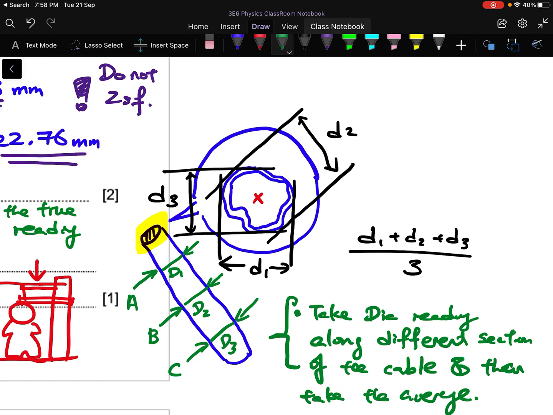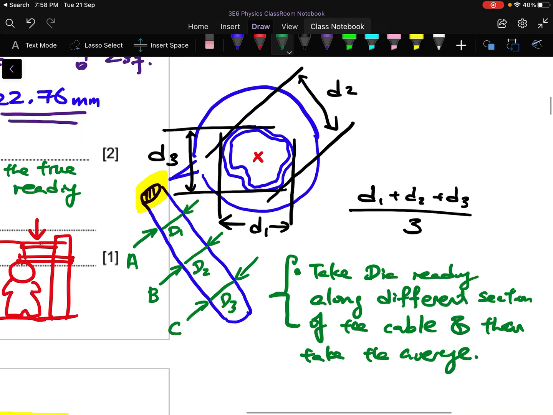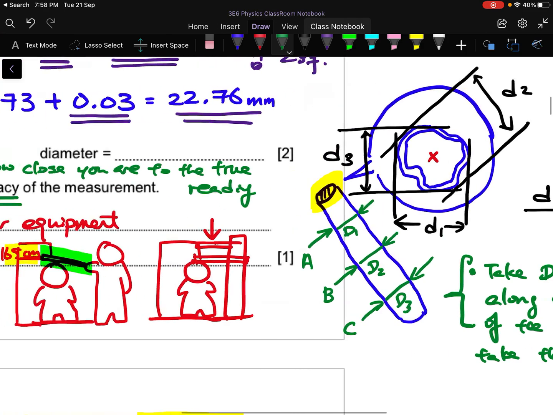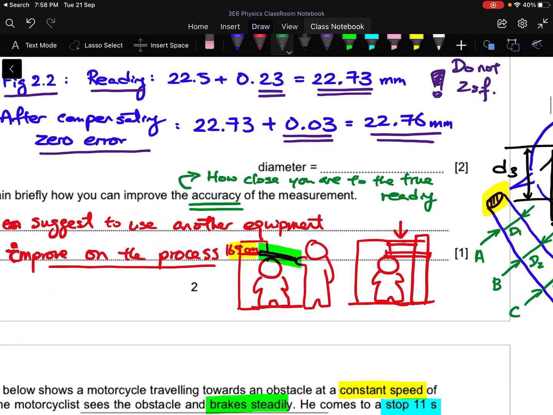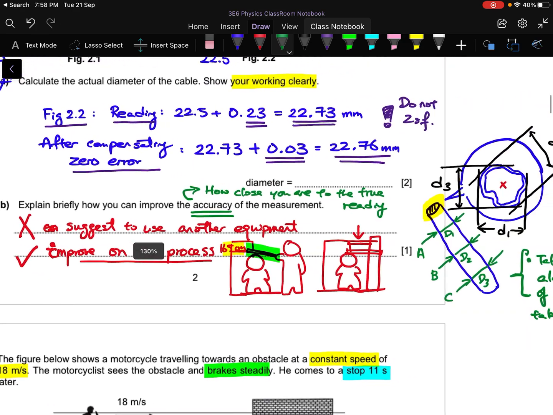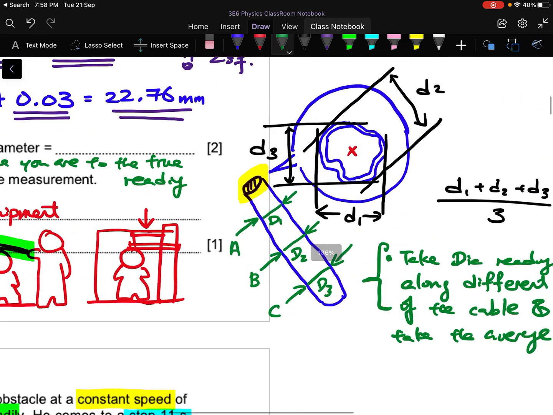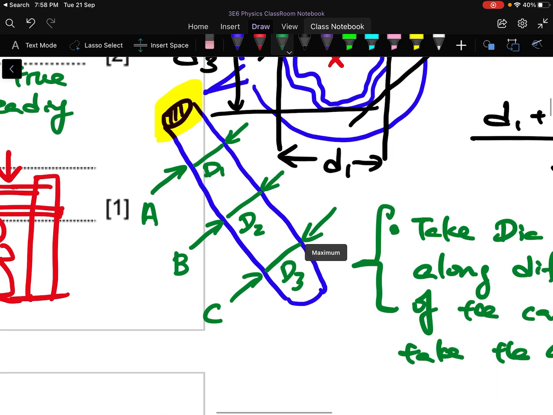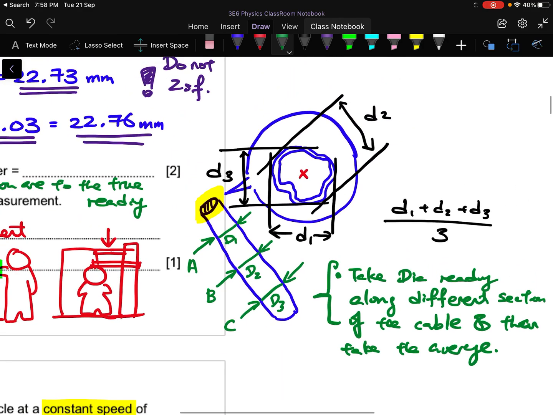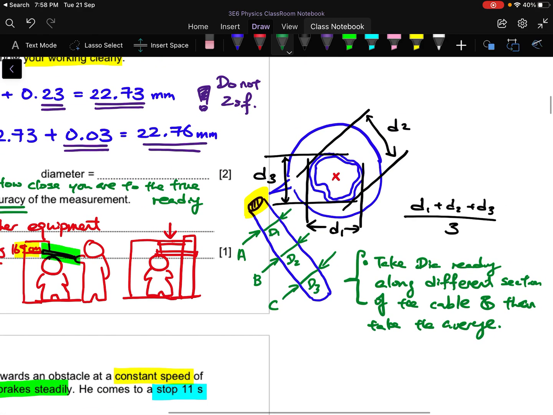So there are many different ways, okay? But the gist is that the idea of averaging must come into play. And in order to get this one full mark, because there are two answer lines, you must tell me where you obtain the different components like D1, D2, D3 that will enable you to get the average.